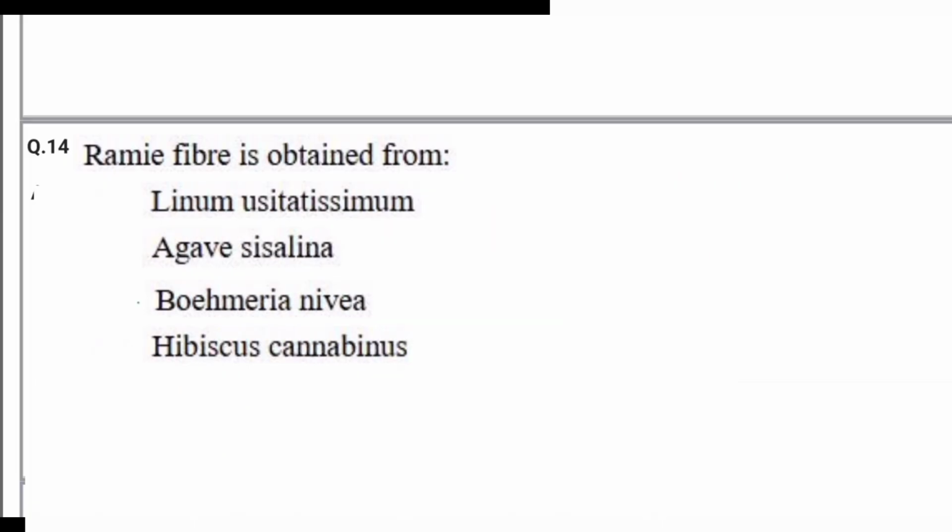Let's see the next question. Ramie fiber is obtained from. Options are Linum usitatissimum, Agave cantala, Boehmeria nivea, Hibiscus cannabinus. For this, the correct answer is Boehmeria nivea.